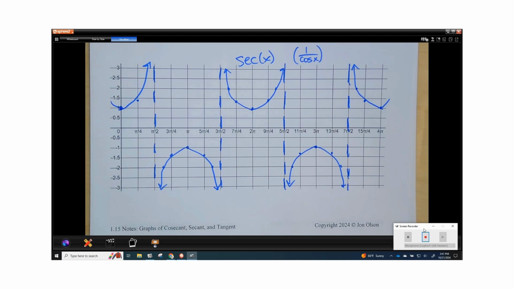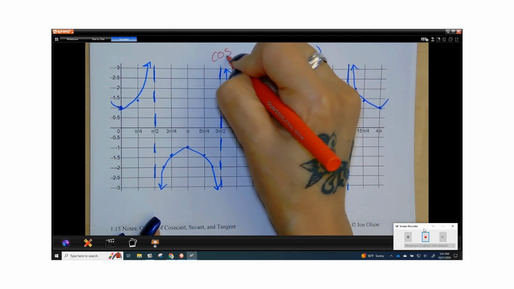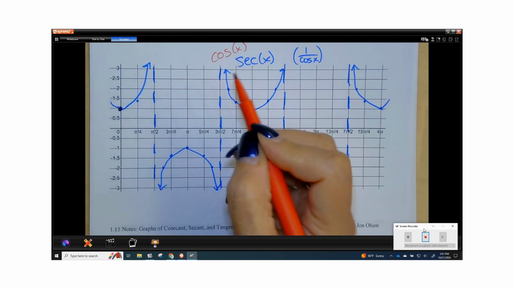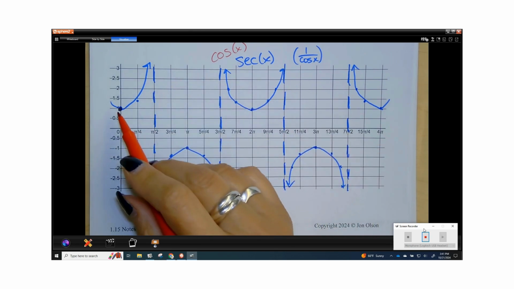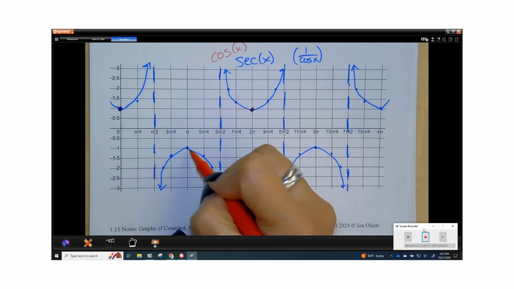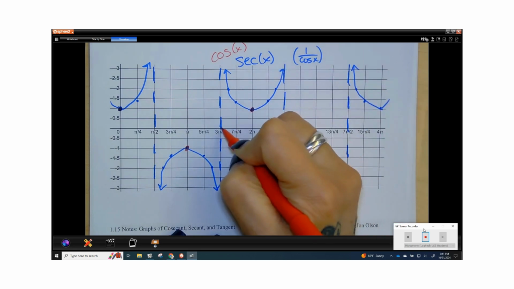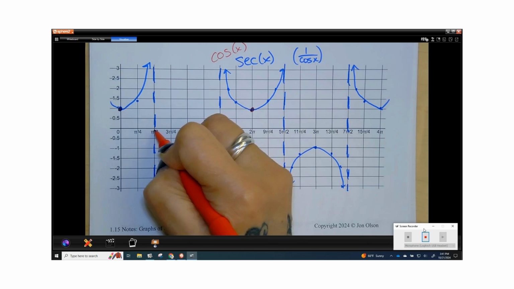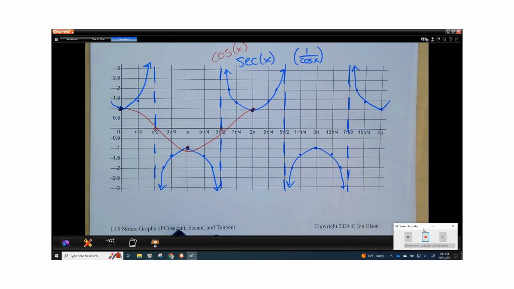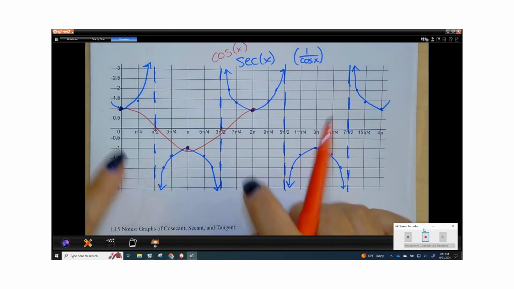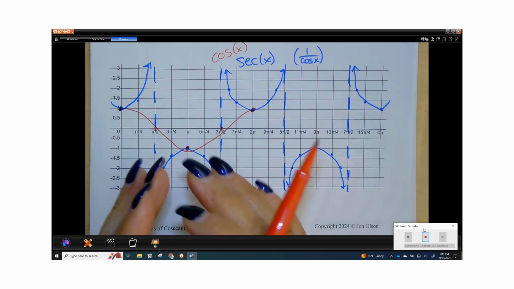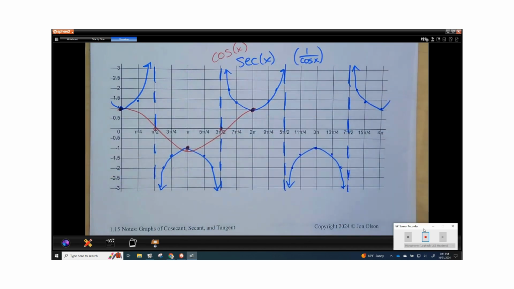So let's do cosine on the same graph so you can see the difference. It's going to be the red. So remember, cosine starts at 1, and then at 2 pi, it ends at 1 again. So between there, it is down here. This one is right here. This one is right here. So it goes like that. I'm only going to do one cycle of that so you can see. So when it is 1, that's when it's going up. When it is negative 1, that's when it's going down. The blue has the asymptotes, but cosine doesn't have any asymptotes. It continues all the way through.